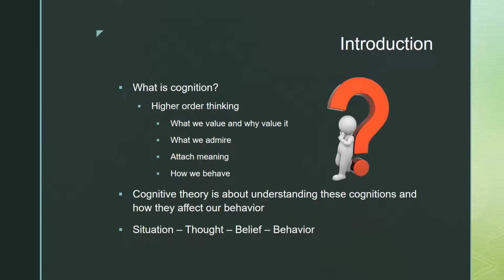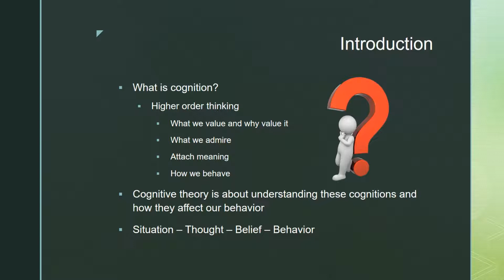The first question is, what is cognition? In our textbook, cognition is defined as higher ordered thinking. With that higher ordered thinking, we attach meaning to our experiences. We determine what we admire, what we imitate. We determine what we value, and ultimately it determines how we behave in a given situation.